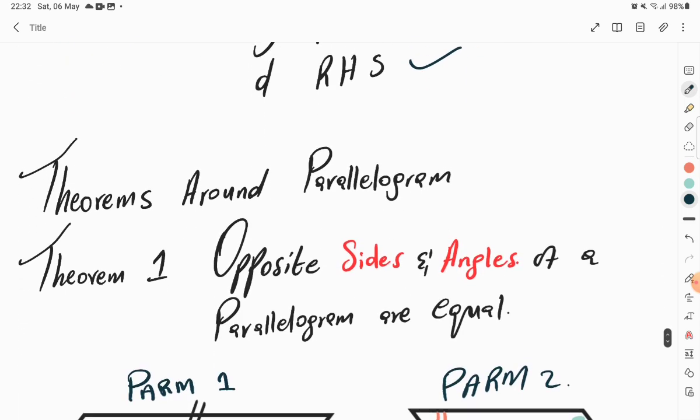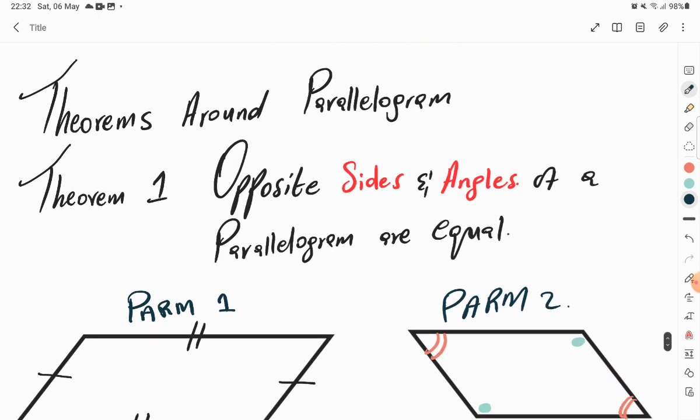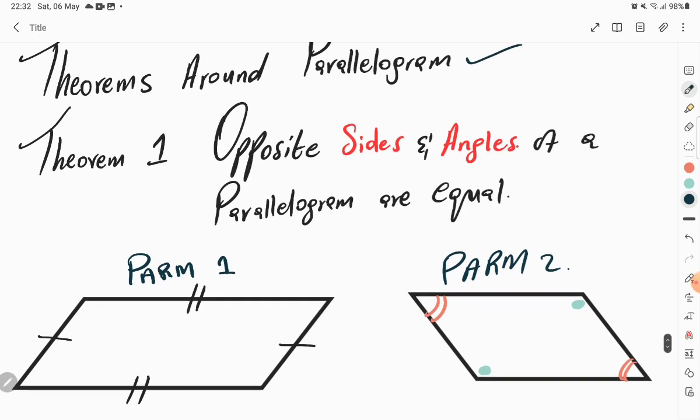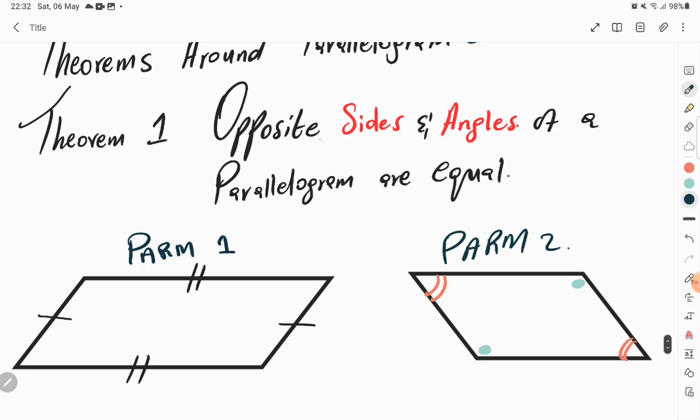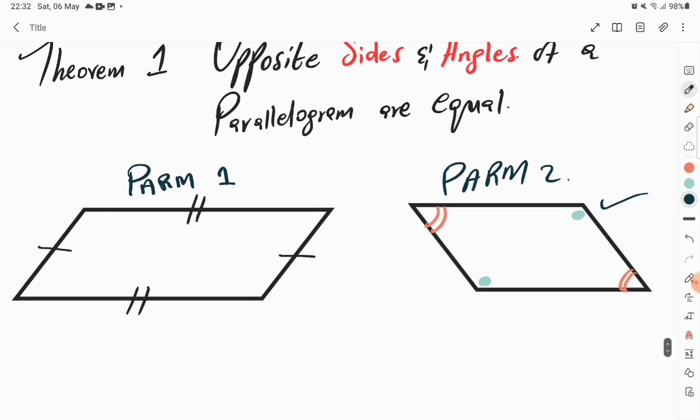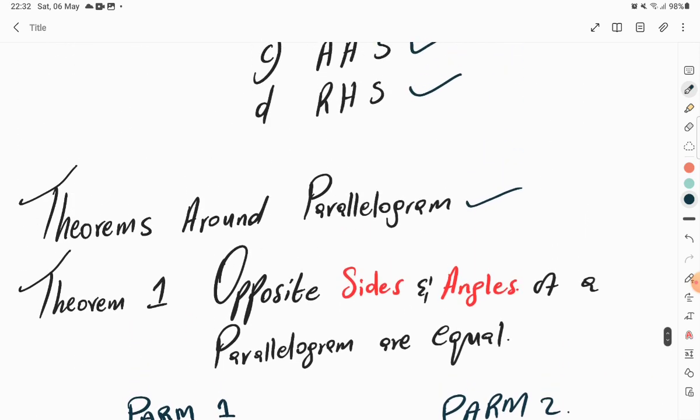Then I also want to remind you about the theorems around a parallelogram. Theorem number 1: opposite sides and angles of a parallelogram are equal to each other. So if we have a quadrilateral that meets these properties, then it has to be a parallelogram. Or if the two pairs of opposite angles are equal, then that quadrilateral has to be a parallelogram. That was theorem number 1.